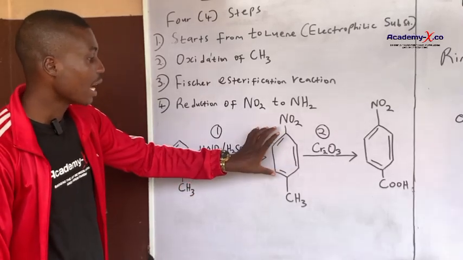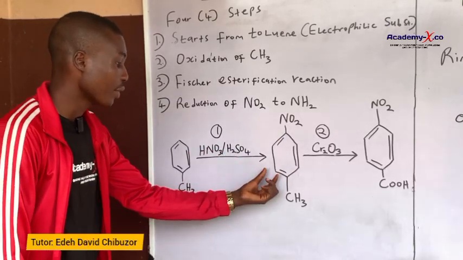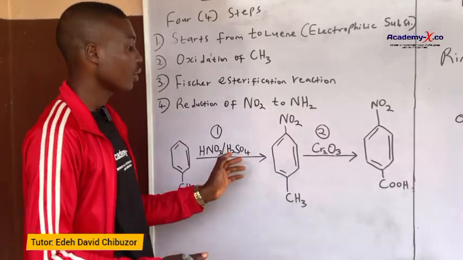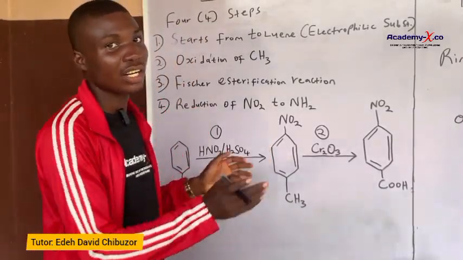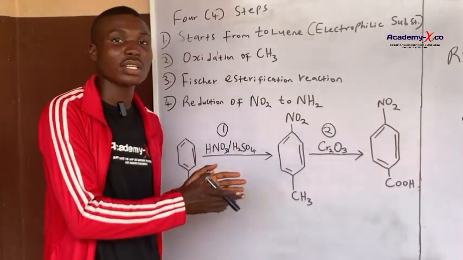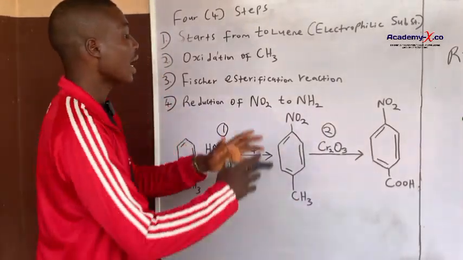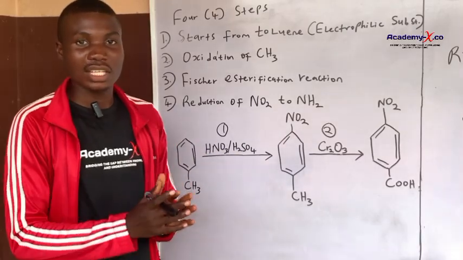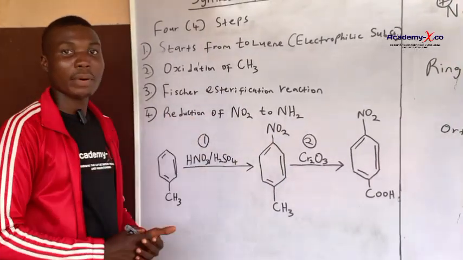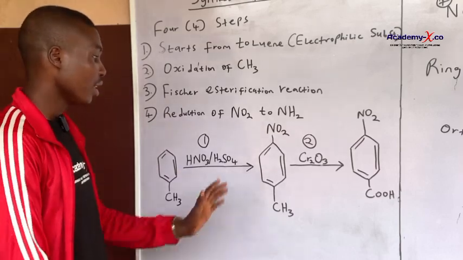So you can have the para position for this, you can have the ortho position for this, and probably a few meta products. Using fractional crystallization and distillation, it can all be separated in the lab. But for the purpose of this lecture, we're not doing any lab work here. So what we'll be using at the end of the day, after the fractional crystallization and the distillation, is the one that is on the para position. So we have gotten a product here.